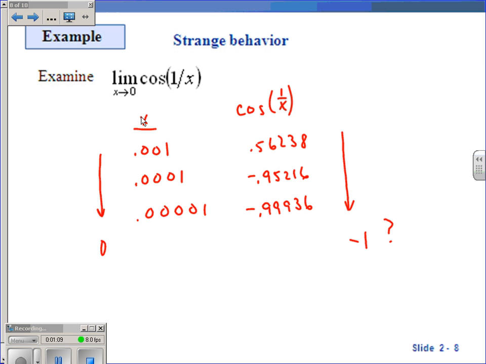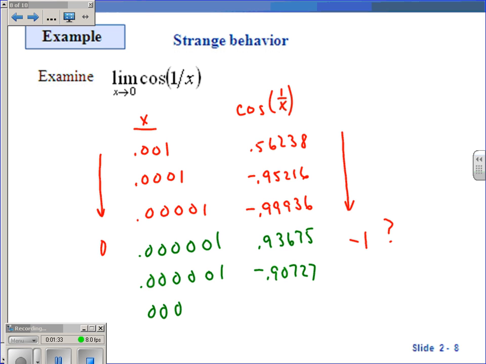Now look at what happens when you plug in a value even closer to 0. All of a sudden we jump up to 0.93675. Okay, add another 0 and we get negative 0.90727. Add another one, and we get negative 0.36338. So it looks like it's starting to kind of flip-flop all over the place.